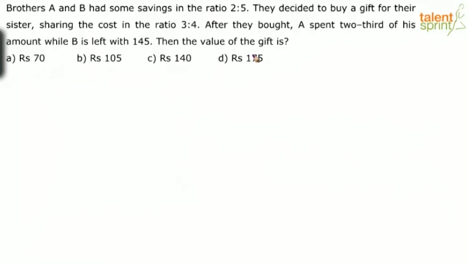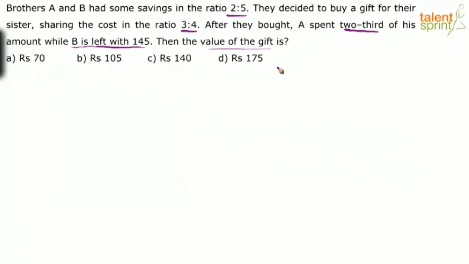So interesting one, right? It says there are two brothers A and B and they have their savings in the ratio 2:5. They decided to buy a gift for their sister, and it was also decided that the cost would be shared in the ratio 3:4. Now after buying the gift, it was found that A had spent 2/3 of his amount. So whatever savings he had, he spent 2/3 of it, while B was left with 145. So out of whatever amount he had as savings, he spent some amount and left with 145. We are supposed to find out the value of the gift.